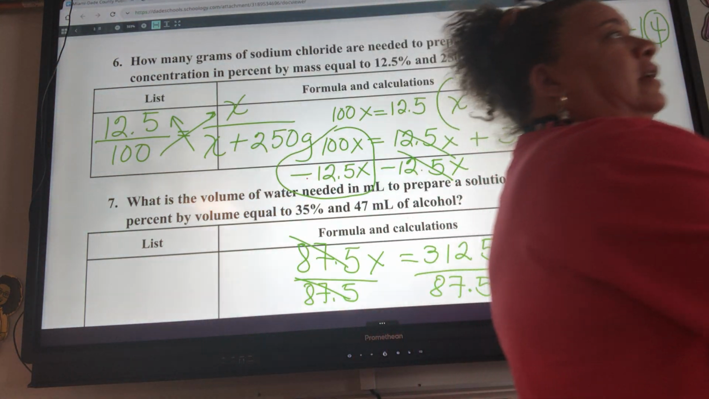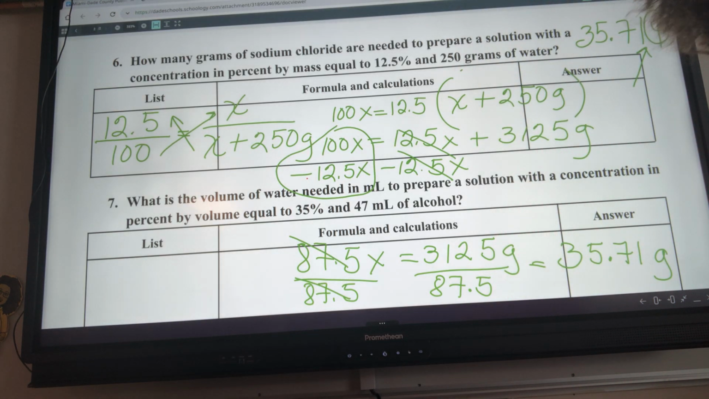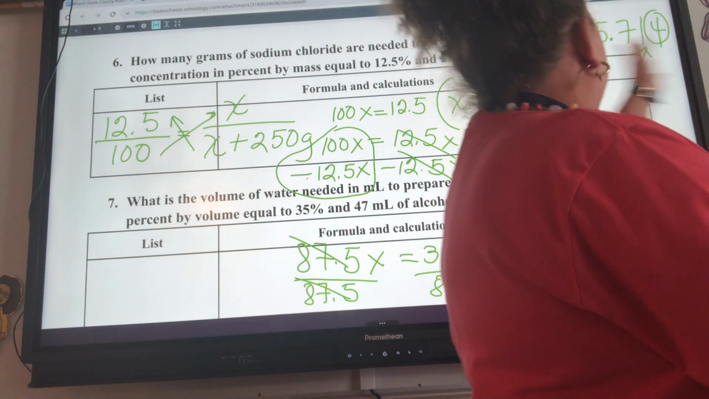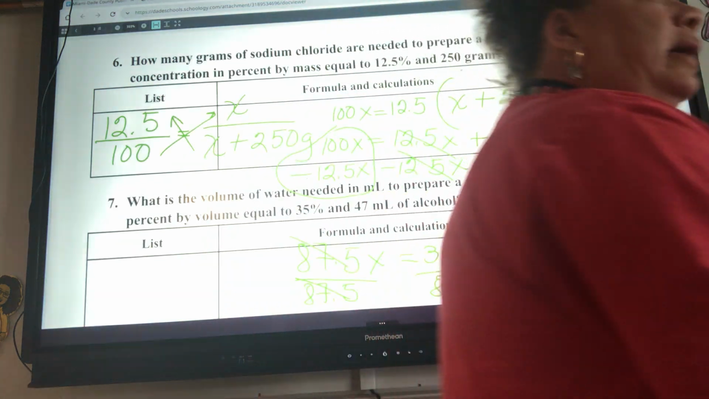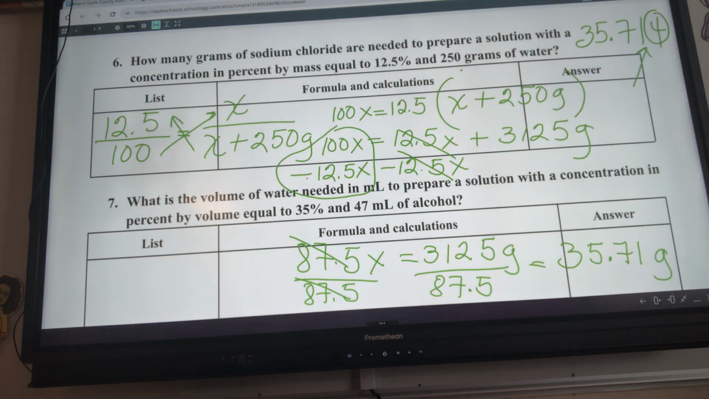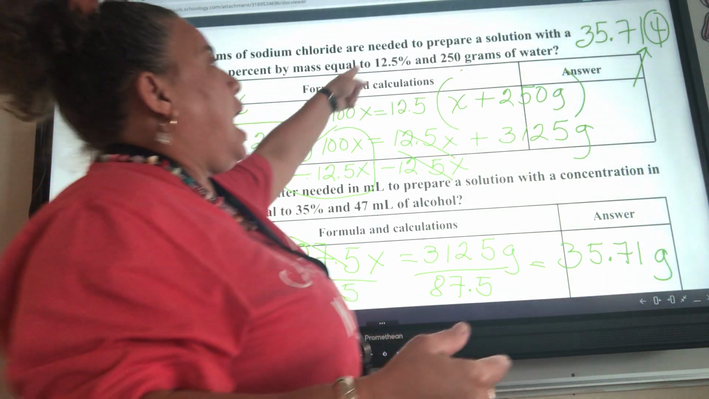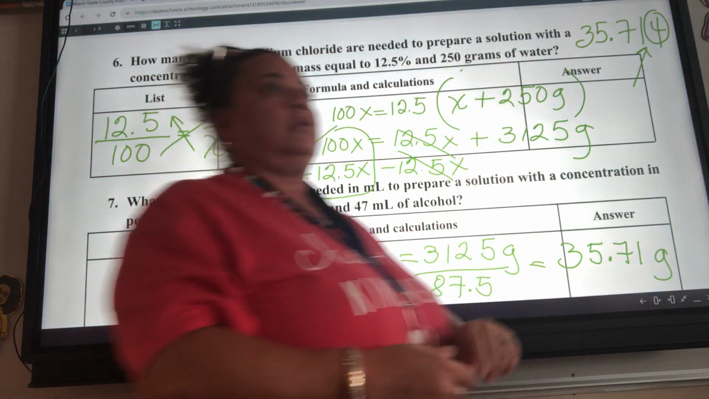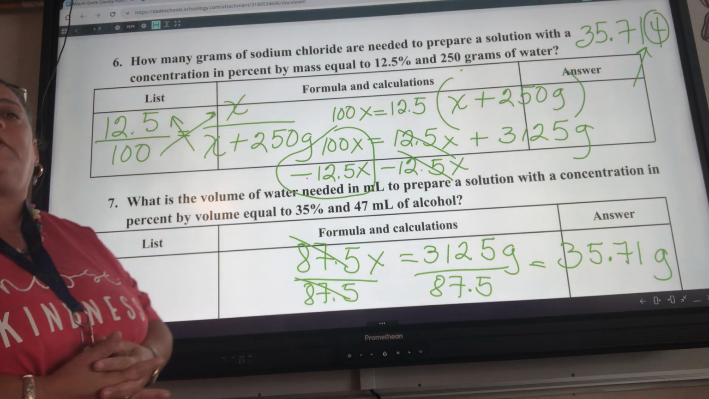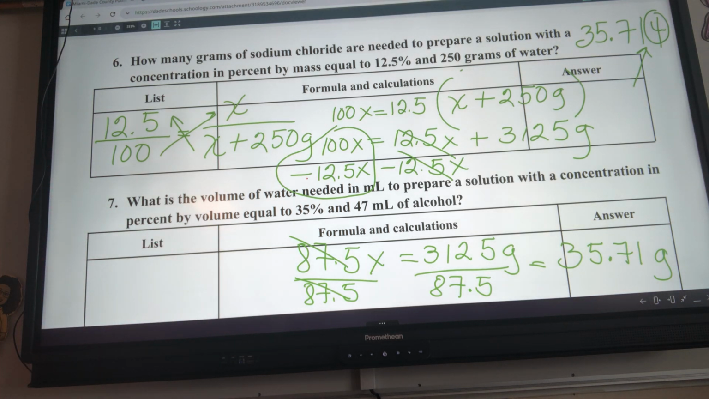35.71 grams of sodium chloride are needed to prepare this solution. You are stealing from the question. Usually, when you are using formal English, you speak using a complete sentence.